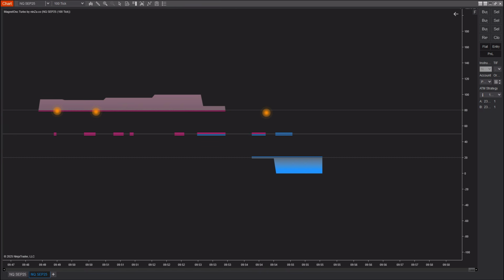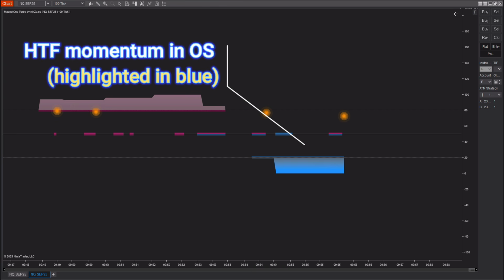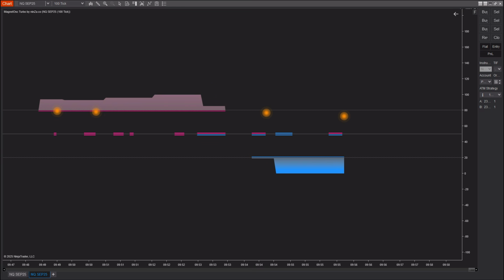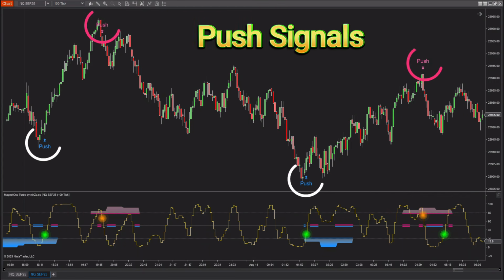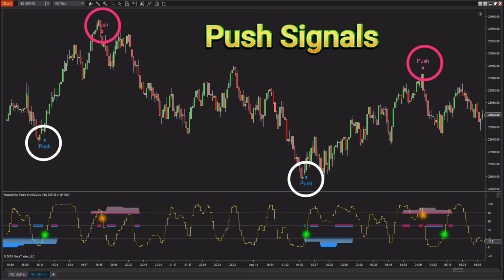In the same way, when you see blue blocks appearing on the chart, they also represent the momentum of the higher time frame. When these blue blocks show up at the bottom, it indicates that the higher time frame momentum is moving into the oversold zone. And finally, OSC Turbo provides us with two types of trading signals. The first one being the push signal.